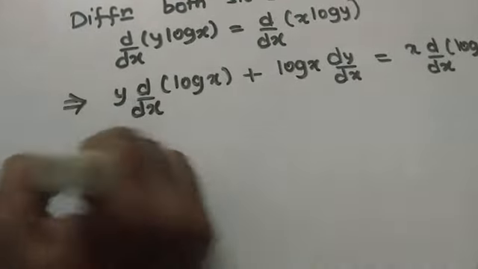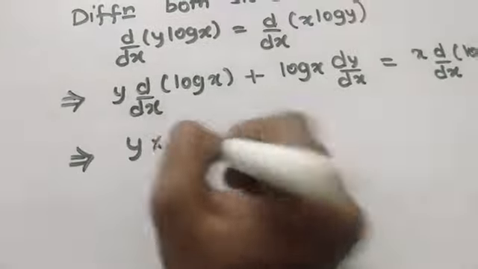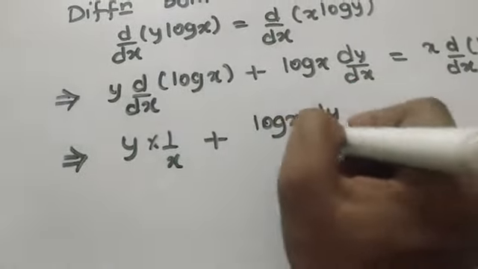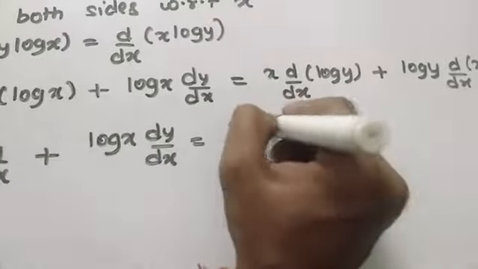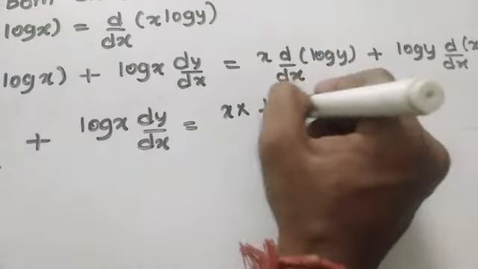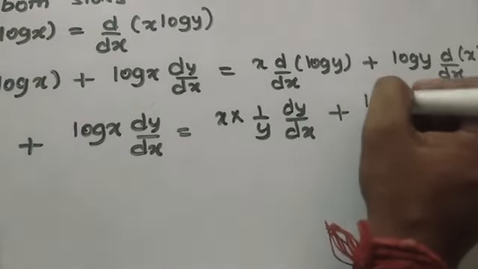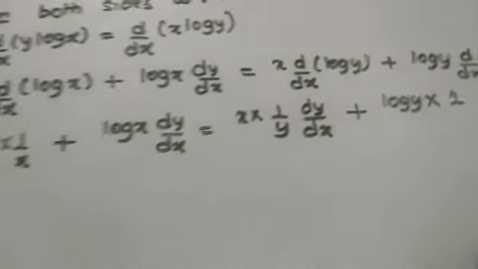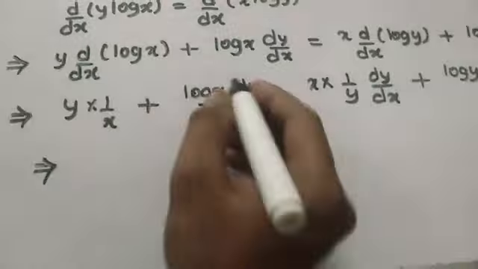So this side, d/dx of log x is 1 by x, plus log x dy by dx equals log y derivative, which is 1 by y. This is y, this is x, these two are not same, so we will write dy by dx plus log y, and d/dx of x is 1. So now simply we will take all dy by dx terms to one side.